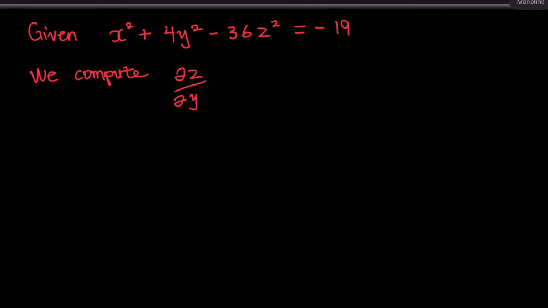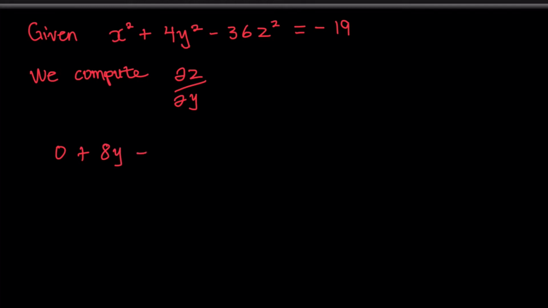We now compute ∂z/∂y. So in this case, our focus should be on the z and the y variables, and in this case x will be treated as a constant. So differentiating x squared with respect to y is going to give us 0 since x is now a constant. Then plus, we now differentiate 4y squared with respect to y. That's going to give us 8y.